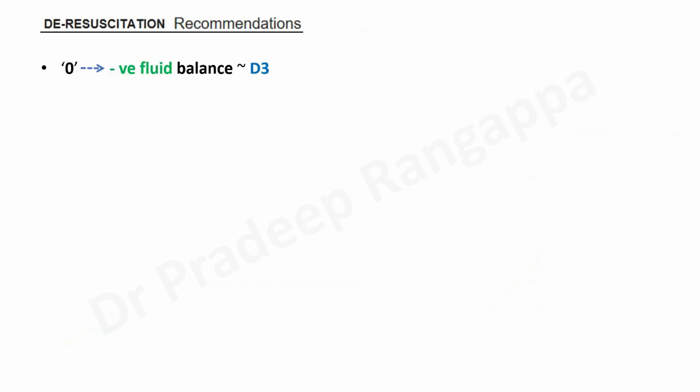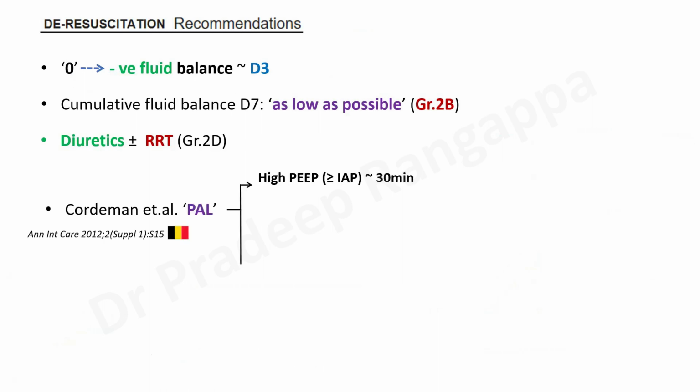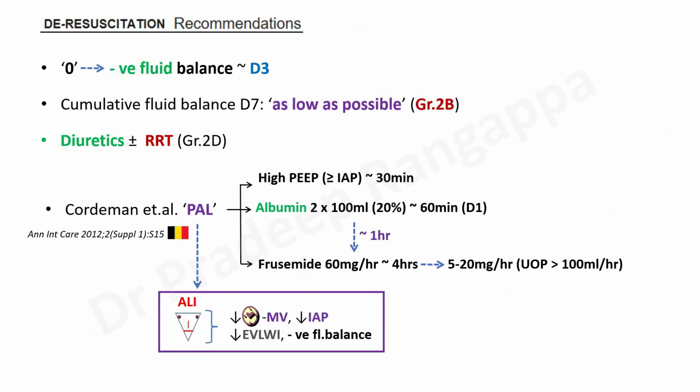So the de-resuscitation recommendation is one should maintain net neutral to negative fluid balance by day 3, and the cumulative fluid balance at day 7 should be as low as possible. And one can use diuretics and even renal replacement therapy to keep them in negative balance at day 7. So Malbrain et al. from Belgium came out with a concept of the PAL protocol, where he used high PEEP for more than 30 minutes, followed by albumin infusion, followed by furosemide infusion. And this he showed in patients with acute lung injury reduced the need for mechanical ventilation, reduced the intra-abdominal pressure, reduced the extravascular lung water, and attained negative fluid balance. But this is not largely accepted.